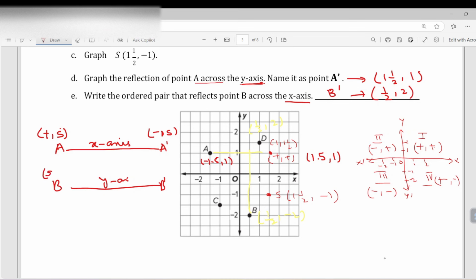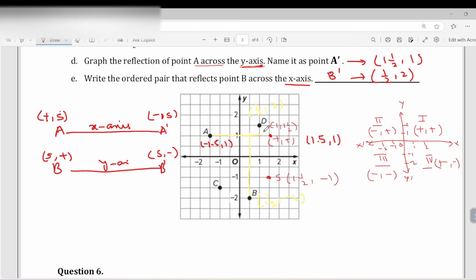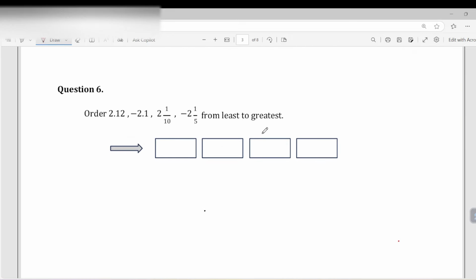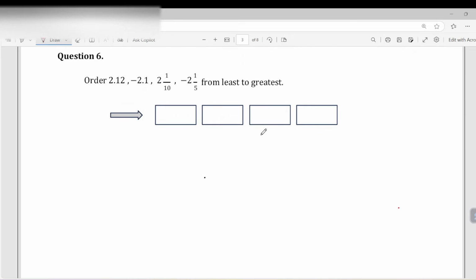Here y is plus. So now x remains the same, y changes the sign. Okay, am I right? No confusion now? You see, along the x-axis, x has changed, y is the same. Along the y-axis, x is the same, y has changed. Now this is problem number 6.